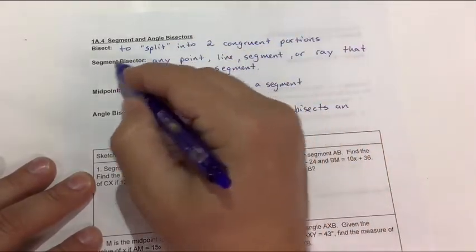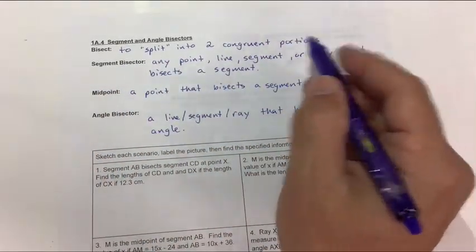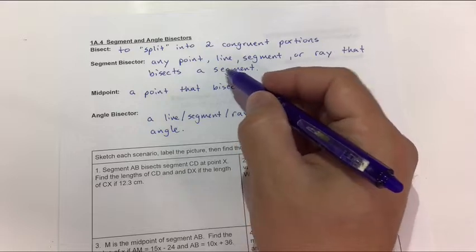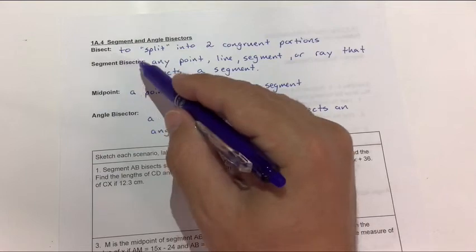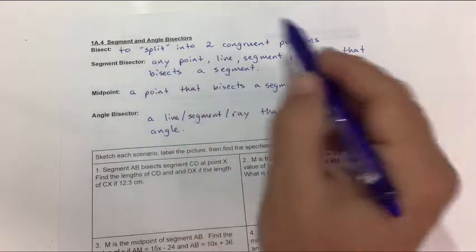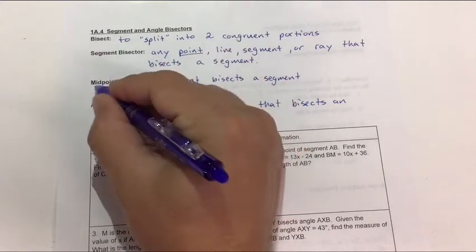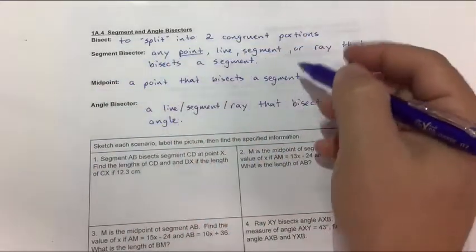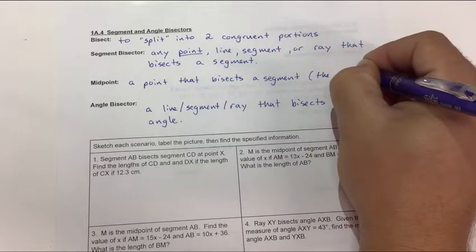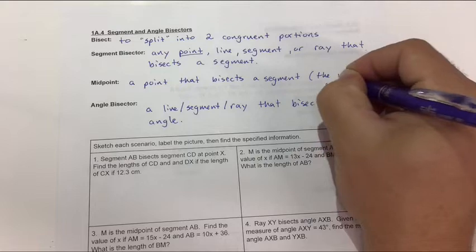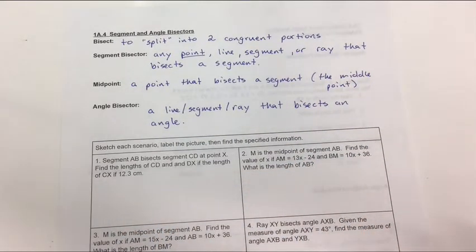To bisect a segment, or to have a segment bisector, that is any point, line, segment, or ray that bisects a segment, meaning any point, line, segment, or ray that intersects our given segment at the exact middle to create 2 congruent pieces. And that exact middle point actually is called the midpoint. It's a point that bisects a segment. Think of it as the middle point.